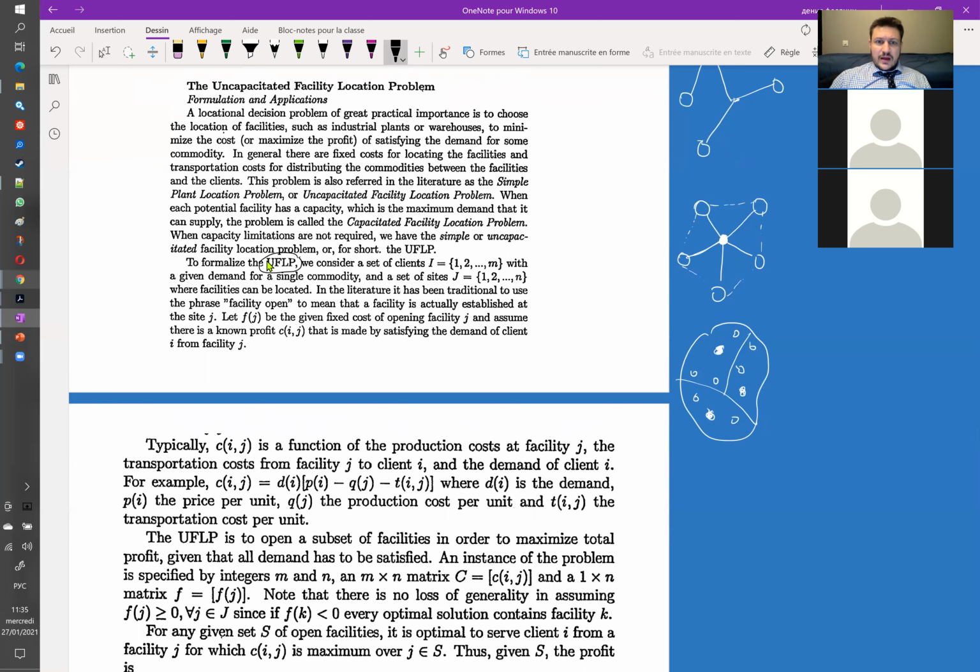We have a set of clients, 1, 2, and so on, with given demand of a single commodity, and a set of cities where facilities can be located. Okay, it's very clear. In the literature, it has been traditional to use the phrase facility open to mean the facility is actually established at site j. And let f of j be the given fixed cost of opening facility j, and assume there is a known profit c_ij that is made by satisfying the demand of client i from facility j.